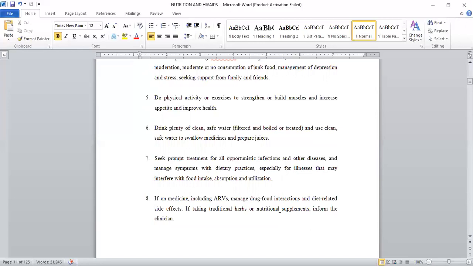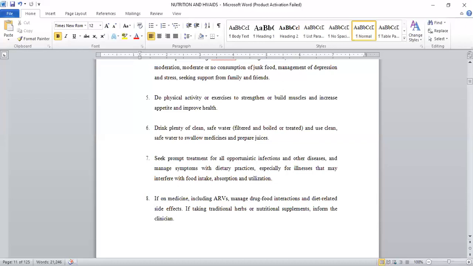So if a person is infected, they must inform their clinician whether they are using any herbs. So for you as a nutritionist, they have to inform you whether they're using any herbs and nutritional supplements. We have some herbs that interact with the drugs, with the ARVs especially. So you need to be aware first, so that you can tell them whether this is correct or it should be avoided. In most cases, they are not supposed to be taking any traditional herbs.